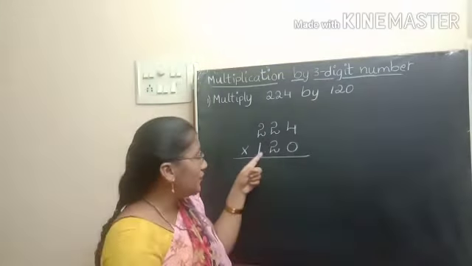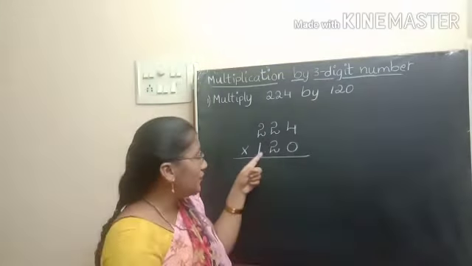Then start your multiplication. First we should start from ones place. Now we should multiply 2 and 4. 2 into 4. How much is it? 2 4s are 8. Write 8 here. Next, take 2 into 2. Next place is tens, so we multiply these two. 2 2s are 4. We get only a single digit number, so we can write 4 directly.